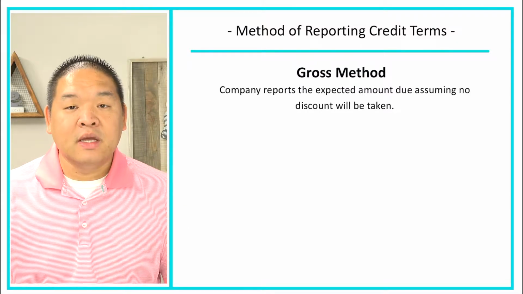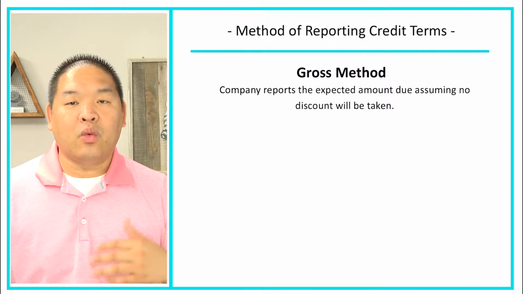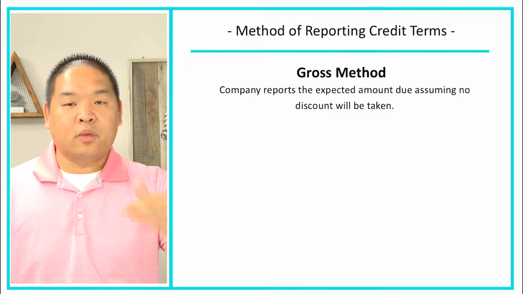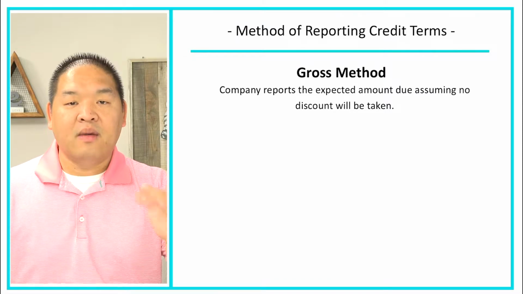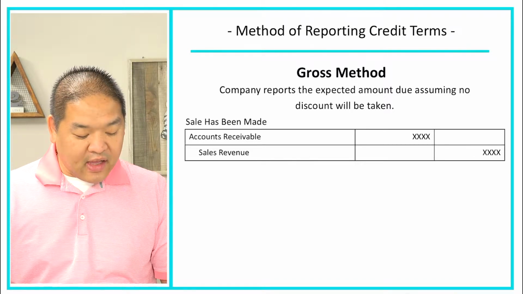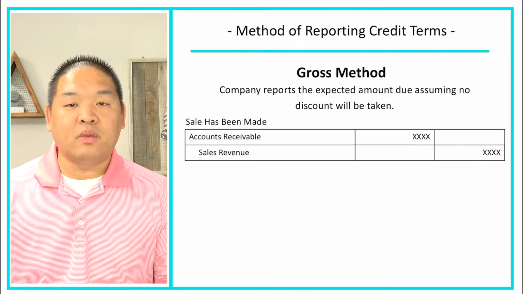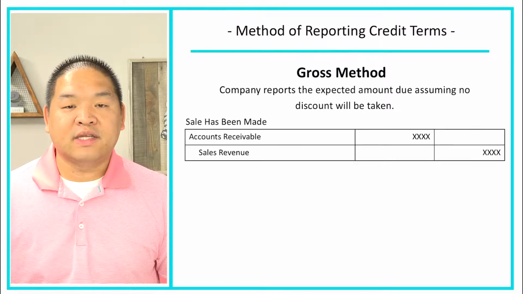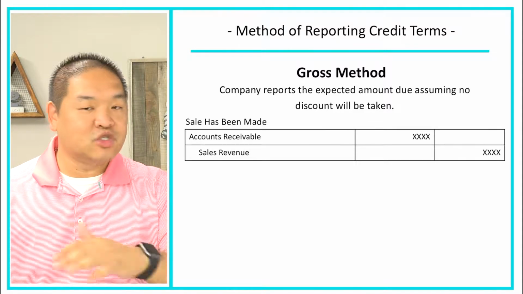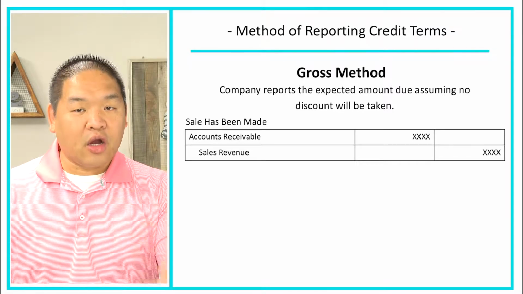So the gross method is used when the company reports the expected amount due, assuming that the discount will not be taken. So we're assuming that customers are not going to take the discount. Therefore, we're going to report what they owe us based on what we sold them. So in this case here, a sale has been made. So when the sale has been made, we'll debit the accounts receivable for the amount that we sold it to them for. And we'll also credit the sales revenue. That revenue is going to be based on how much we sold it to them, assuming they're not going to take any discount.